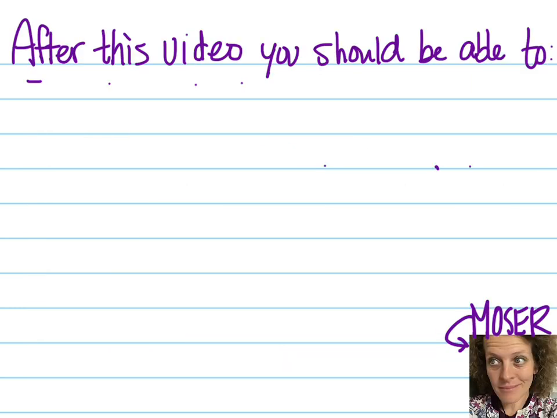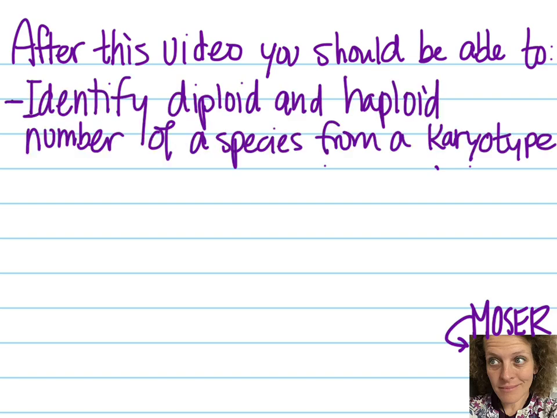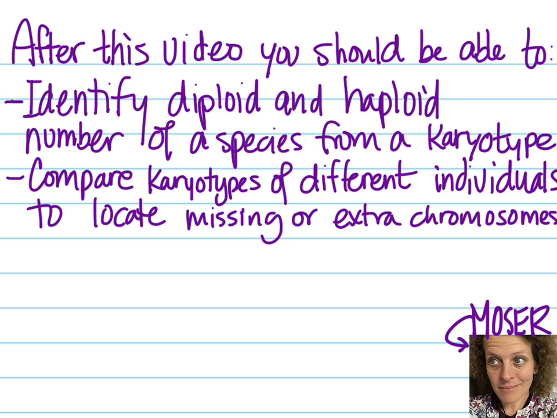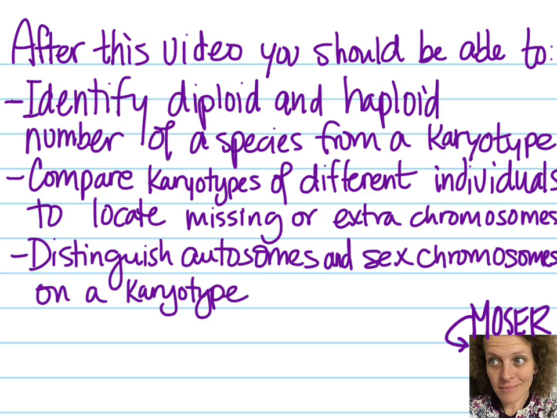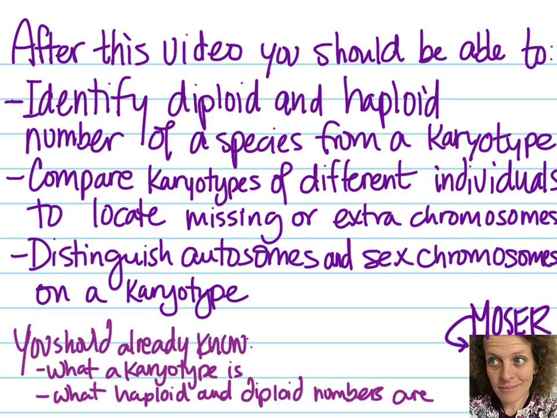It's me, Moser. After this video, you should be able to identify diploid and haploid numbers of any species from their karyotype, compare the karyotypes of individuals to locate missing or extra chromosomes and know what those are called, and distinguish between autosomes and sex chromosomes on a karyotype. Now, you should already know what a karyotype is and what haploid and diploid numbers are.